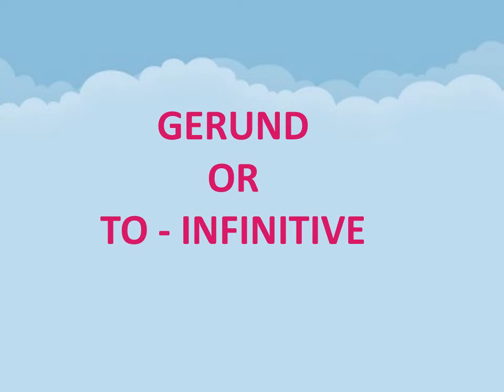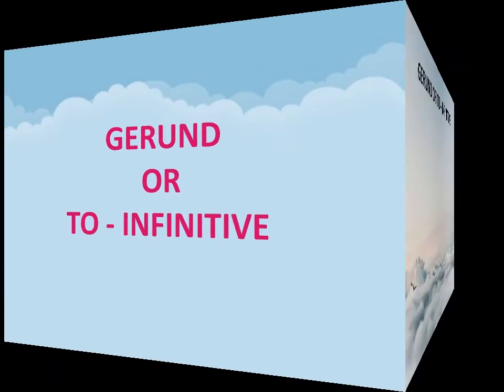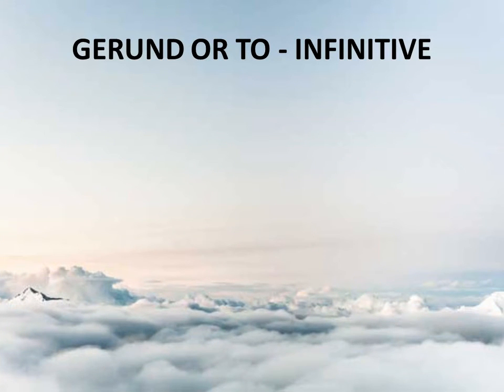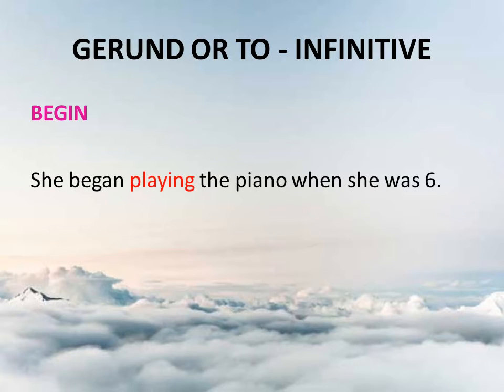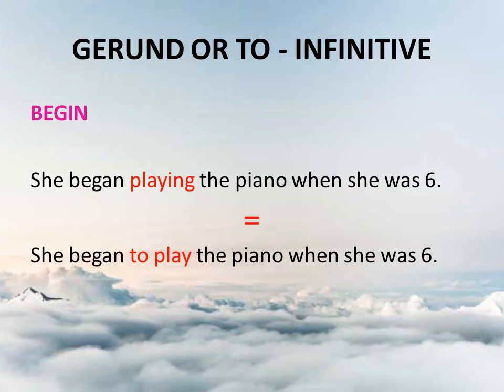Gerund or to plus infinitive. Some verbs can take either the gerund or to plus infinitive without change in meaning. For example, she began playing the piano when she was 6, and she began to play the piano when she was 6. The two sentences have the same meaning.